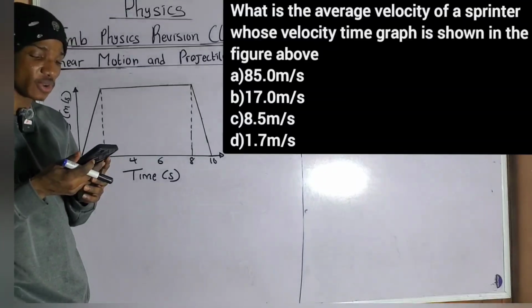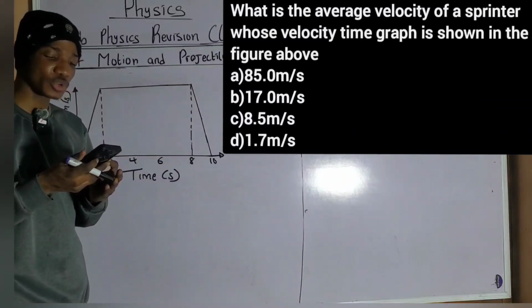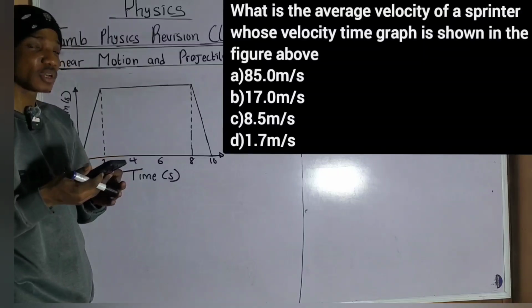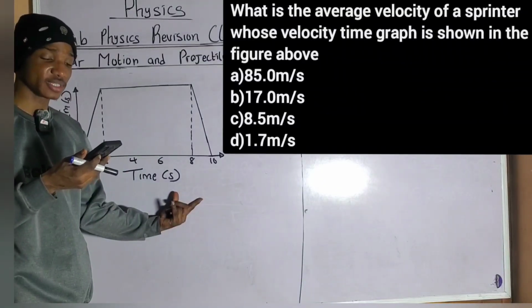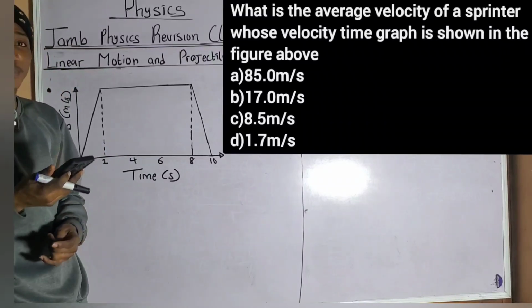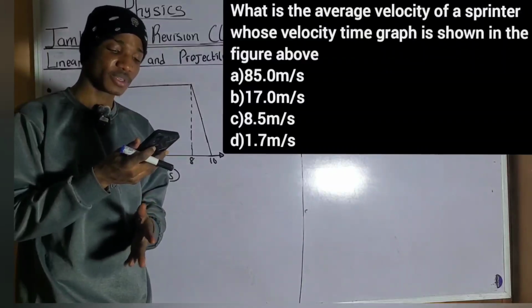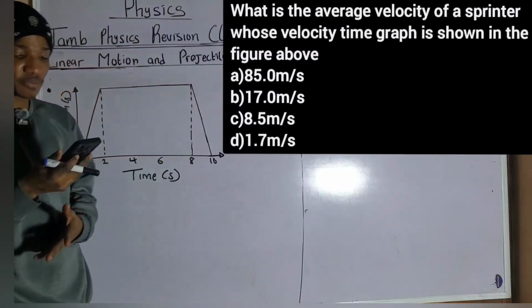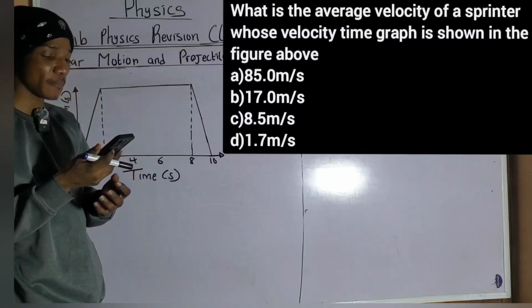What is the average velocity of the sprinter whose velocity time graph is shown in the figure above? Now, this is the velocity time graph that they are referring to. We have the first option, 85.0 meters per second, option B, 17.0 meters per second, option C, 8.5 meters per second, option D, 1.7 meters per second.